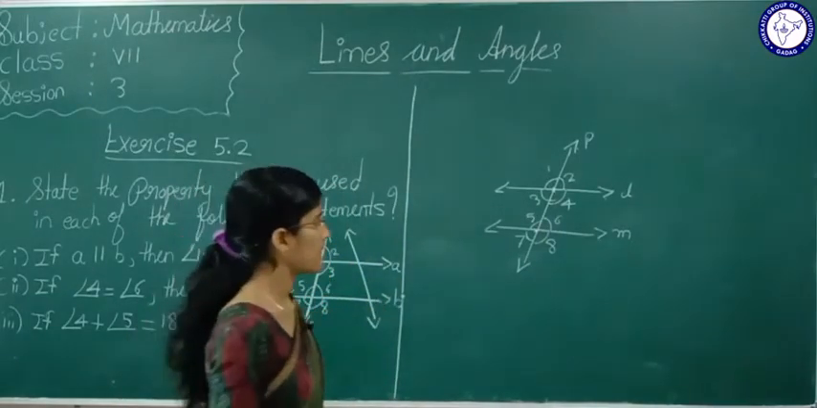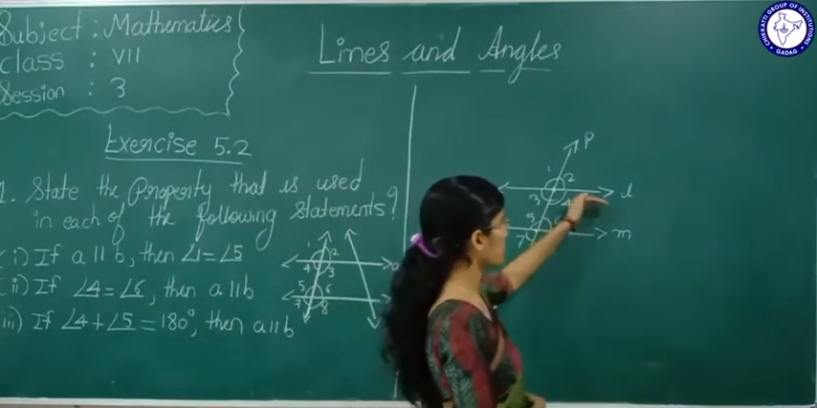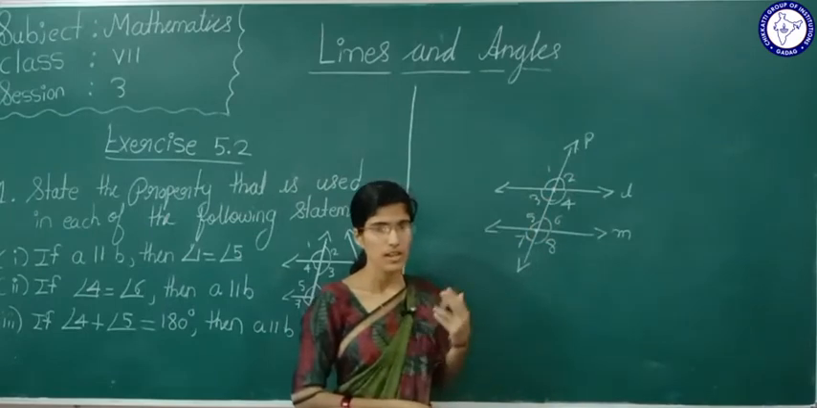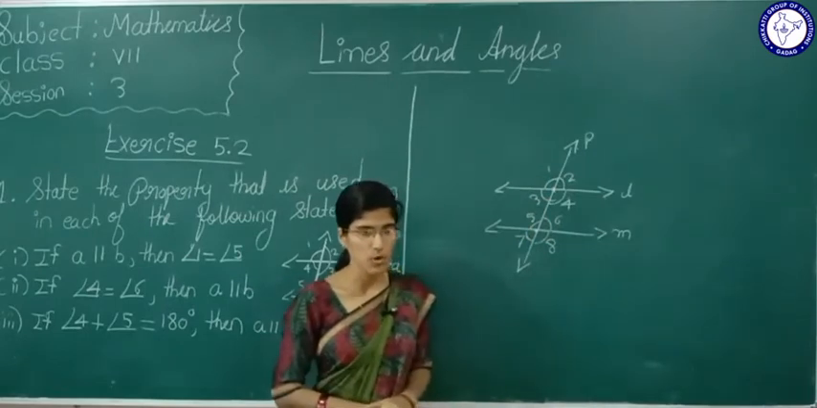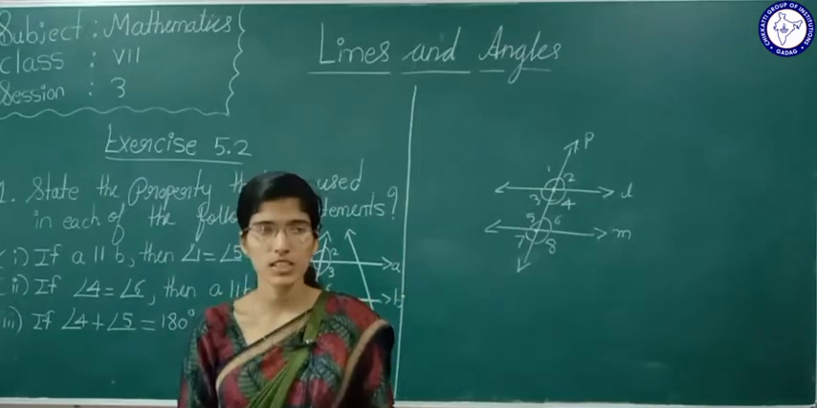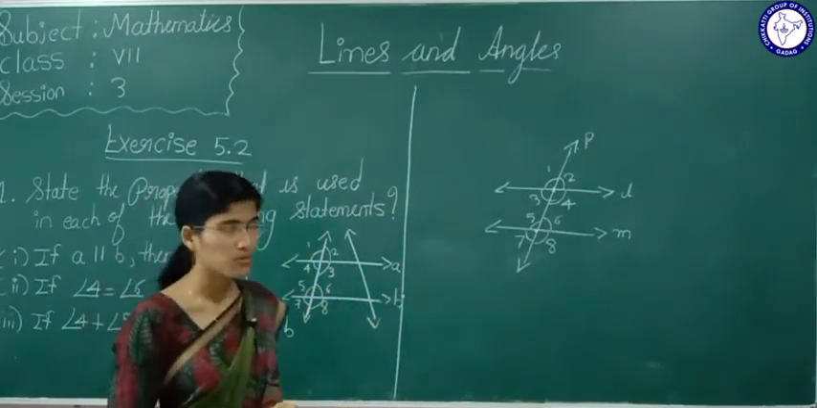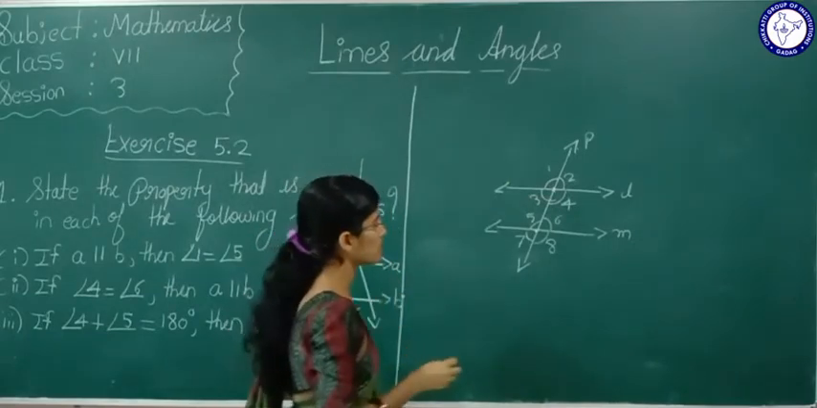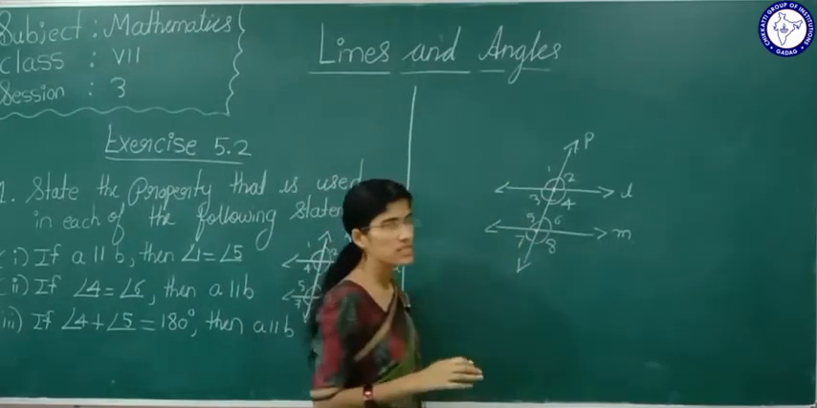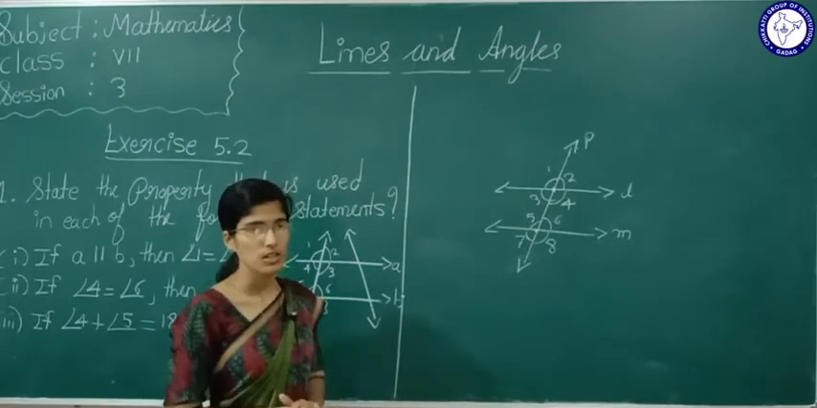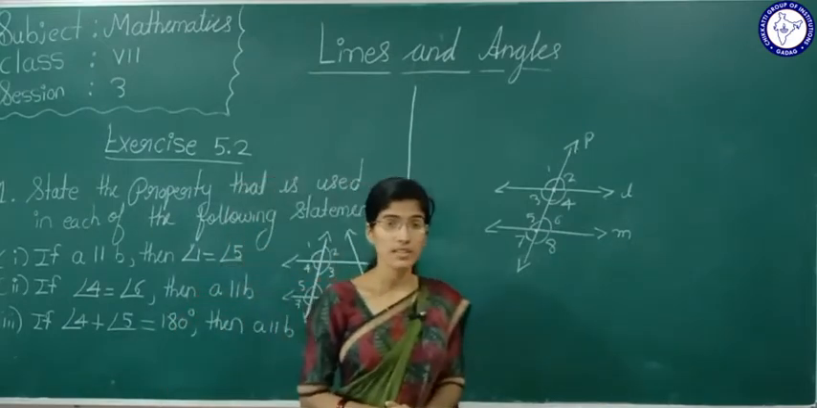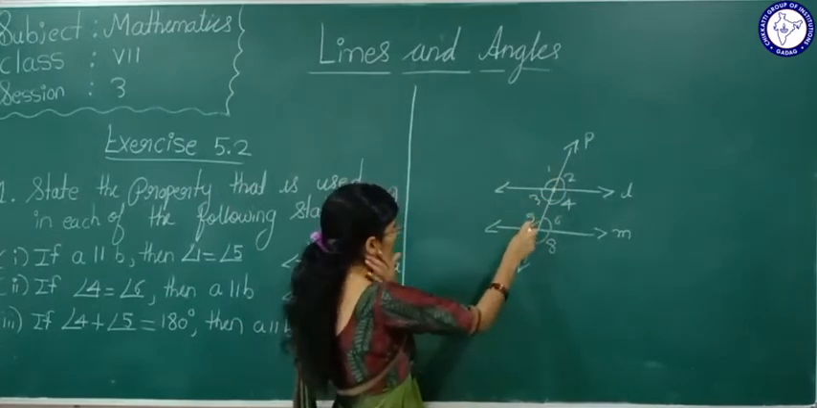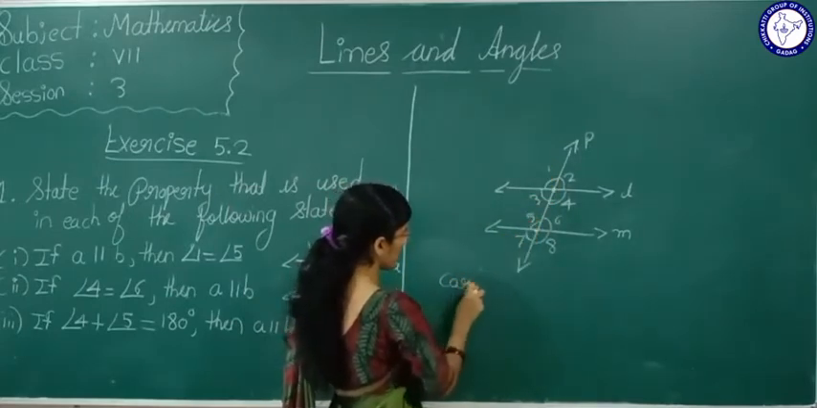I told you that if L and M are two parallel lines, I told some properties of that. What is that? If line L and line M are parallel and this line P is a transversal, we said that the corresponding angles are equal. Yes or no? The pairs of corresponding angles are equal. So which are those? Angle 1 is equal to angle 5.